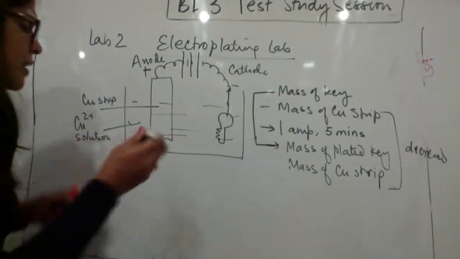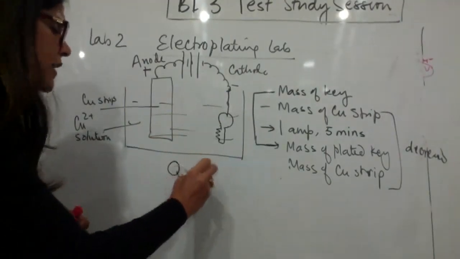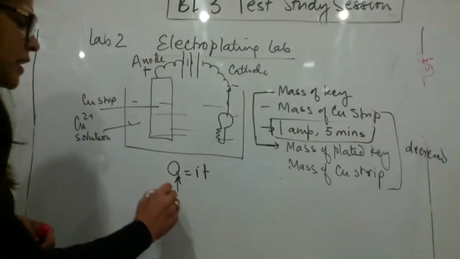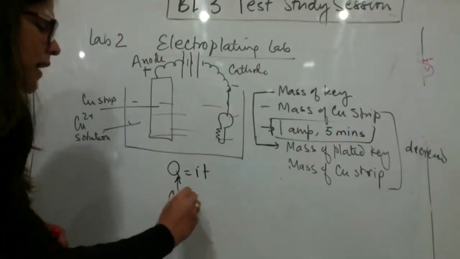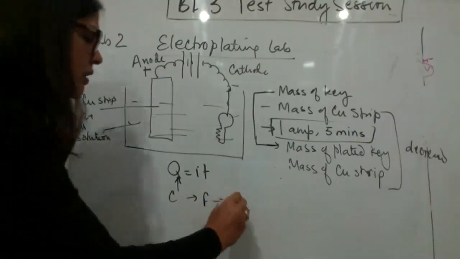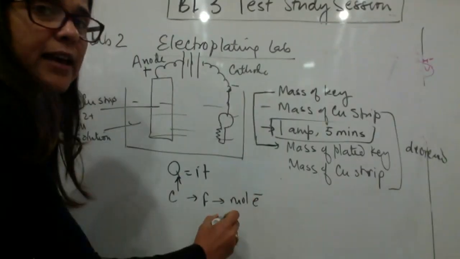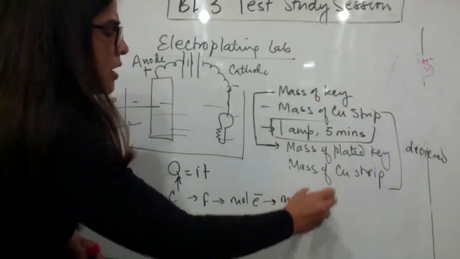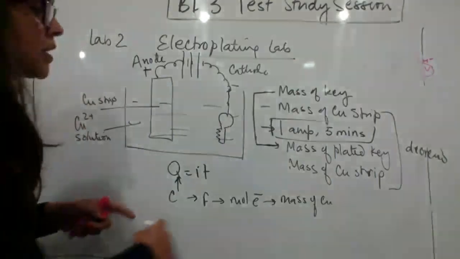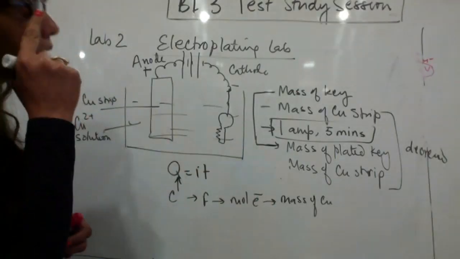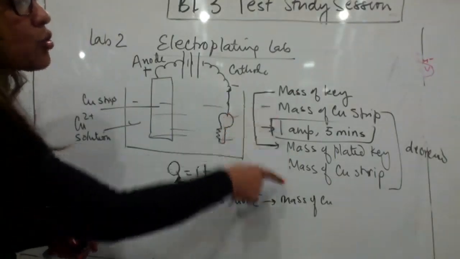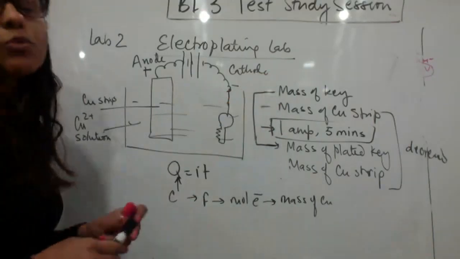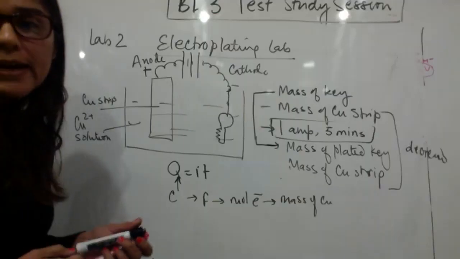So using Q is equal to IT, I got how much charge I passed with 1 ampere in 5 minutes. Once I get charge in Coulomb, I use Faraday's constant to get mole of electron. And then from here, I get mass of copper that should be deposited. So this is your theoretical yield. And then you can say how much was practical yield by finding the difference between the two. And that is what this lab was about, electroplating lab.